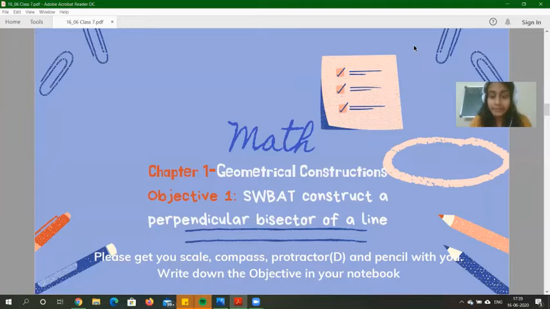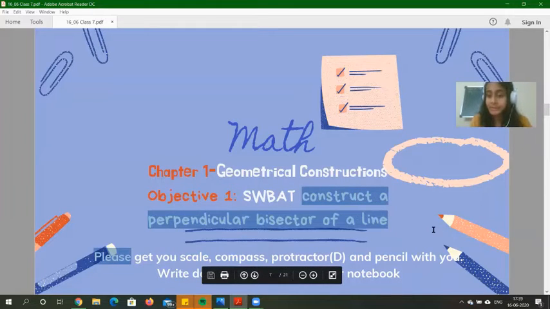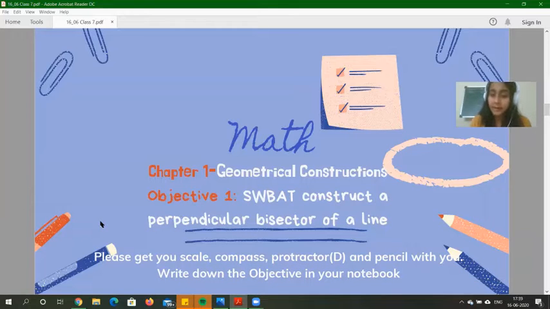Hi everyone. In this video, we will learn the first chapter of math in class 7, that is geometrical constructions. Our objective for today is that we will be able to construct a perpendicular bisector of a line. For this lesson, you will need a scale, a compass, a protractor, pencil, and notebook. You can pause the video here and write down the objective.